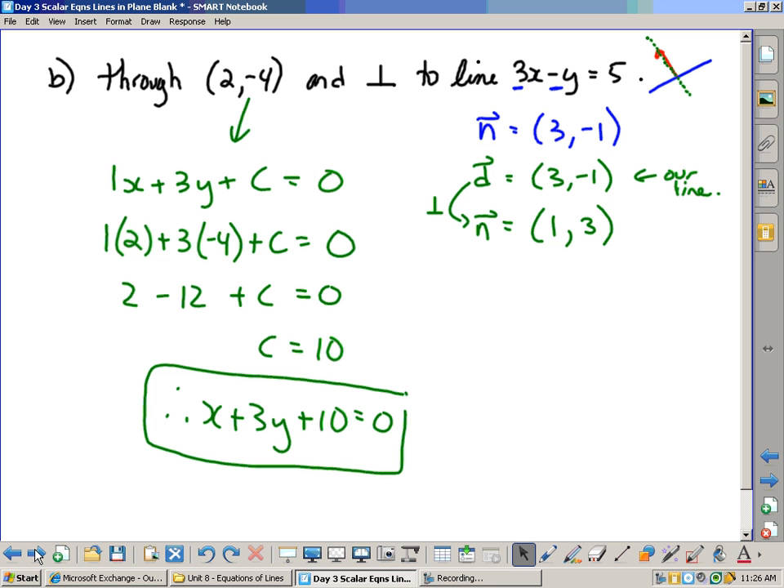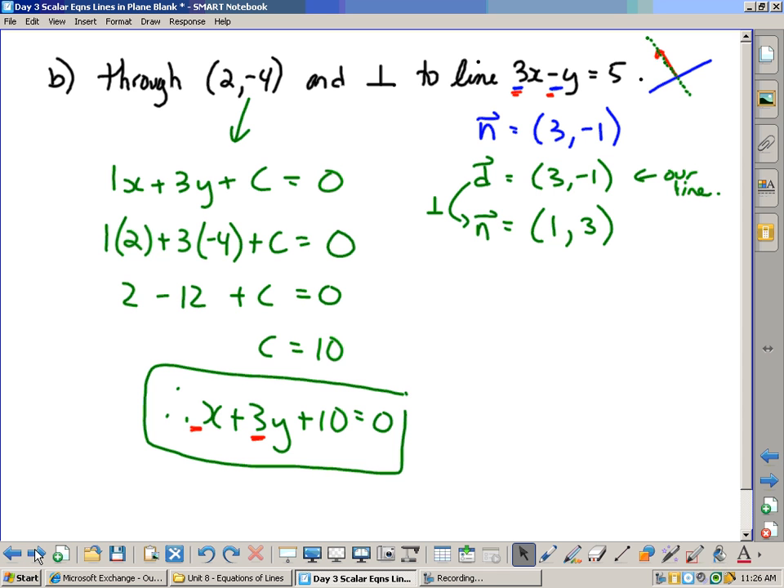And you can really see it quickly. See, the normal of my line is 1, 3, and the normal of their line is 3, negative 1. Those are perpendicular, so we're in good shape. So then all the questions you're going to do today are going to be taking this information, finding normals, and then plugging it into this information.